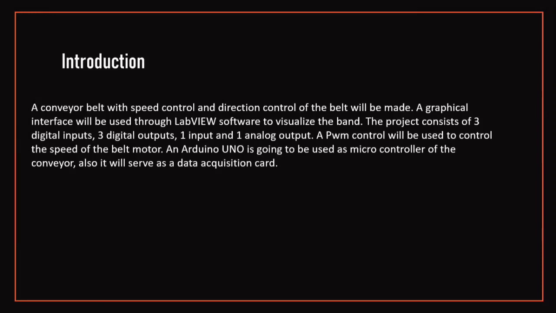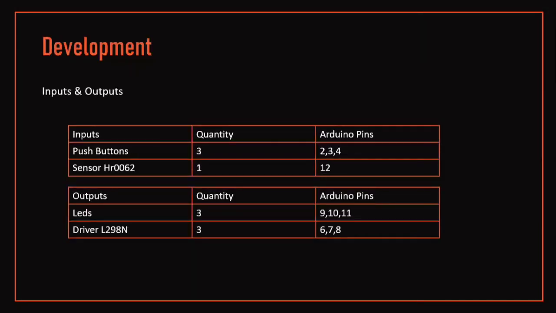An Arduino Uno is going to be used as a microcontroller of the conveyor. Also, it will serve as a data acquisition card. After that, we have the development. Here we have all the inputs and outputs that will be used in the project. As input, we have the push buttons and the sensor HR0062, that is a proximity sensor. The quantity is 3 push buttons and 1 proximity sensor.